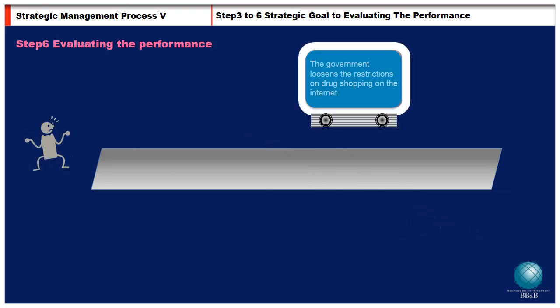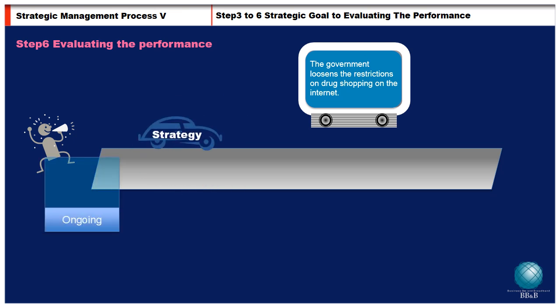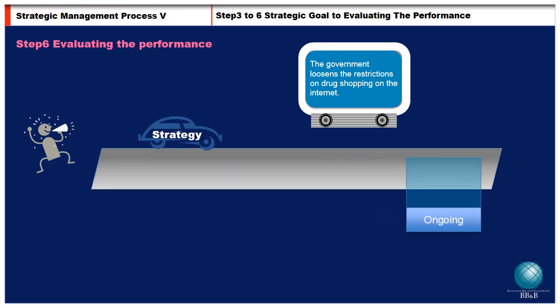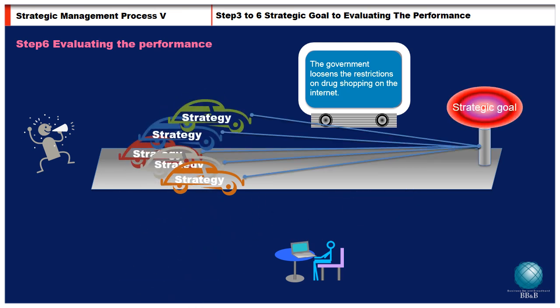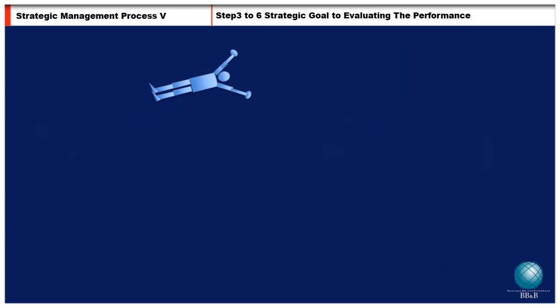Step 6 is evaluating the performance. Strategies don't always work out. For example, if the government loosens the restrictions on drug shopping on the internet, an over-the-counter sales shop should change its strategies. Thus, managing strategy is an ongoing process. Strategy control keeps the company's strategy up to date. It is the process of assessing the progress towards strategic goals and taking remedial action as needed.